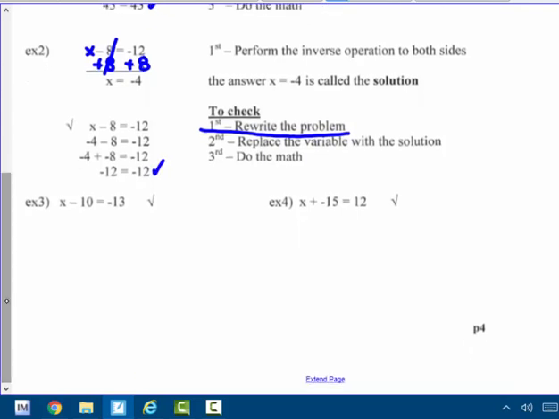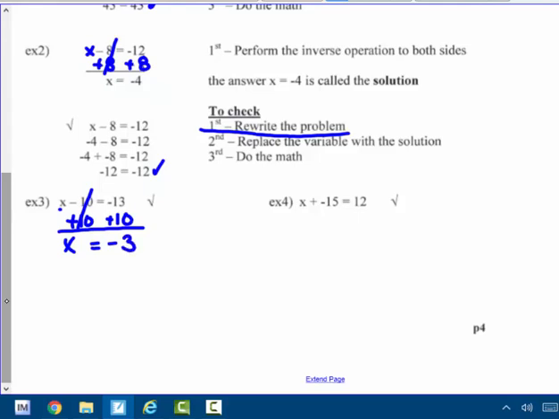Example number 3. x minus 10 equals negative 13. Here's my x. It's being subtracted by 10. I'm going to add 10 to both sides of the equation. 10 to the left, 10 to the right. I get x alone on the left-hand side now. Negative 13 plus 10. Different sign, subtract. 13 take away 10 is 3.